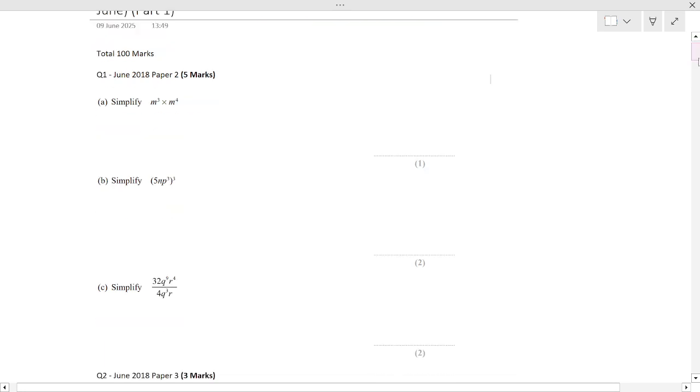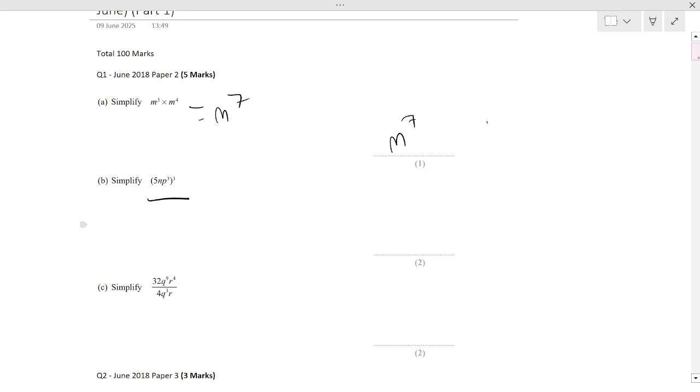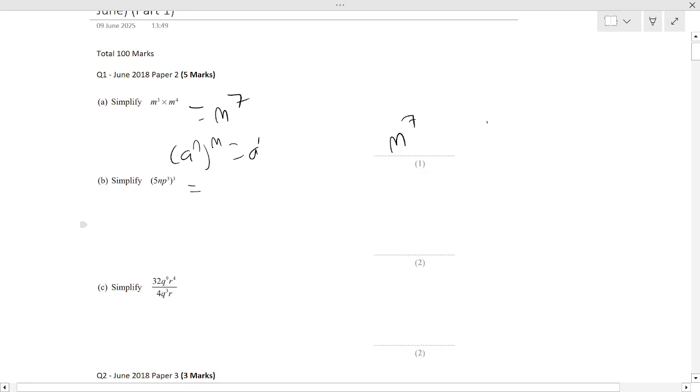So question one. First of all, these index laws are quite common. We have n to the 3 and n to the 4, so you should know you're going to add the powers to get n to the 7. That's 3 add 4. Then for part B, simplify (5np cubed) all cubed. That's this power rule, (a to the n) to the m, where you multiply the powers. So it's 5 cubed, n cubed, p to the 3 times 3, which is 9. We know 5 cubed is 5 times 5 times 5, which is 125. So the whole answer becomes 125 n cubed p to the 9.